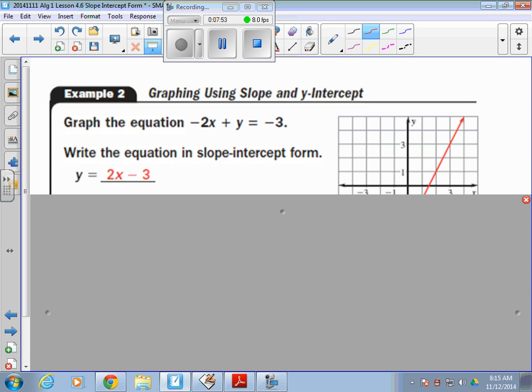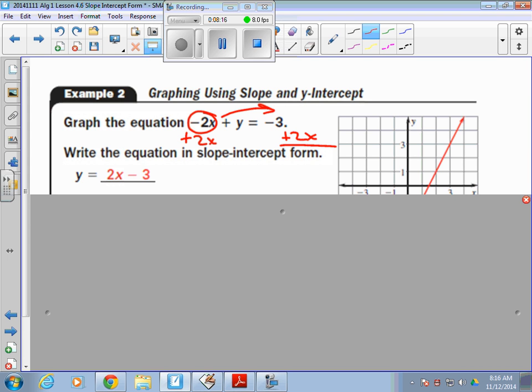Example number 2 is actually using or graphing based on the slope and the y-intercept. Negative 2x plus y is equal to negative 3. The first thing you want to do is rewrite it in slope-intercept form. Move this negative 2x over. We know how to move it by adding 2x to both sides. Again, we're not going to put the negative 3 together with the 2x. They're not like terms. So all you have right now is y equals 2x minus 3.